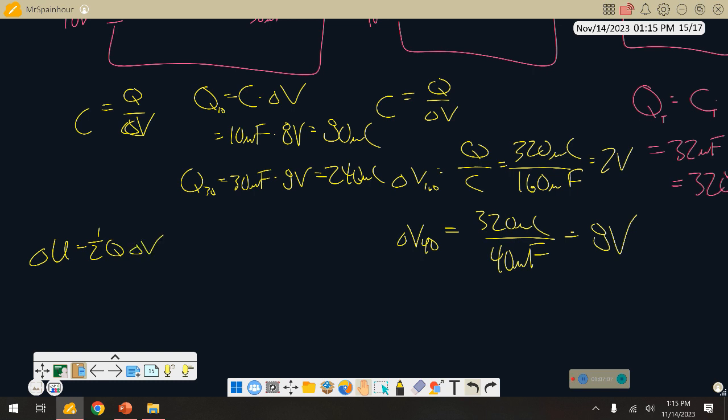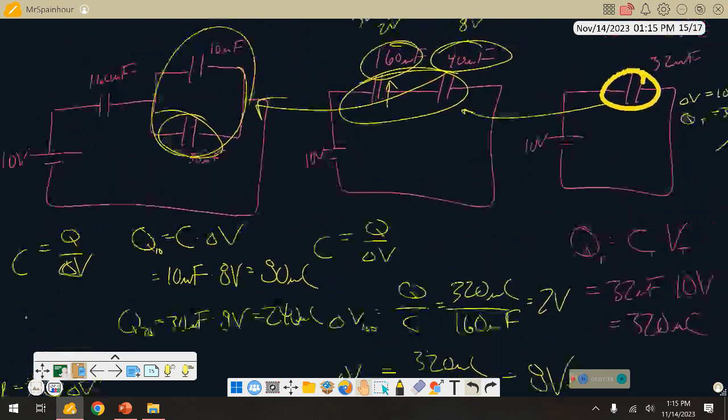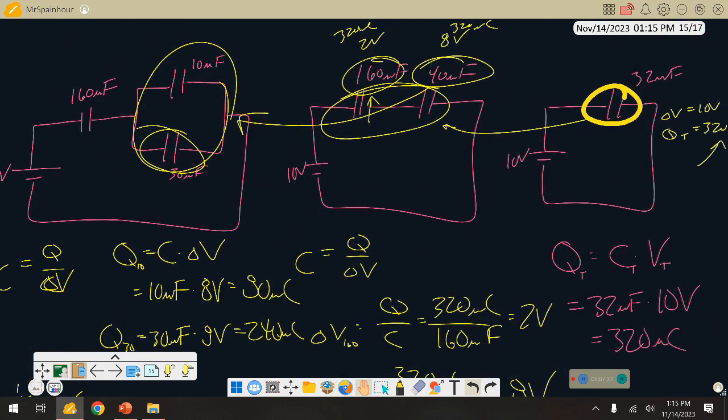Exactly what we've been finding for everything, Q and delta V. So you might well be like, oh, I can go straight there. No, you really can't. What you have to do in this particular case is exactly what we just did. You have to break this one down to this one to this one to get the total, to work your way back.